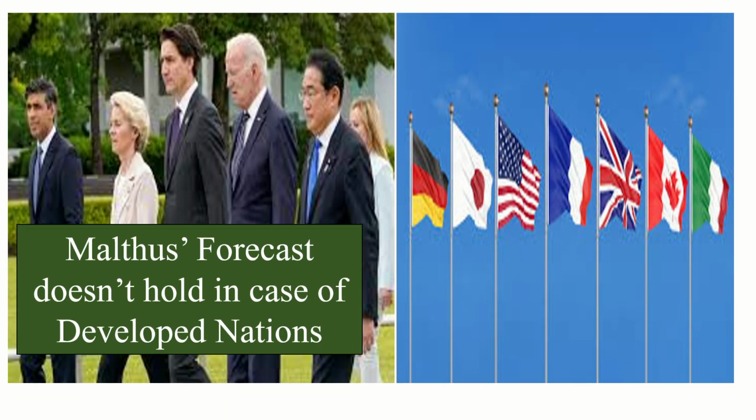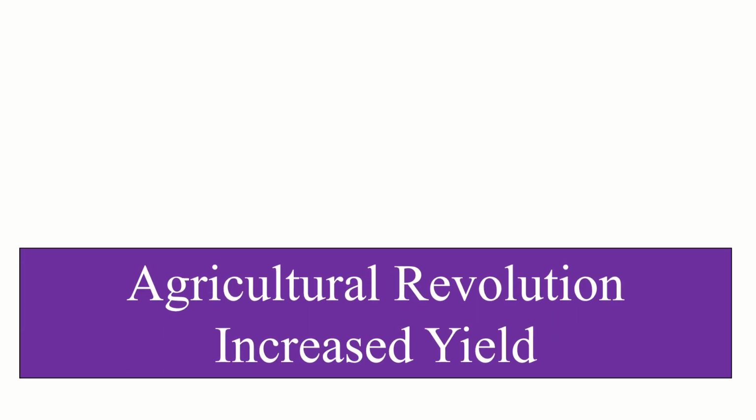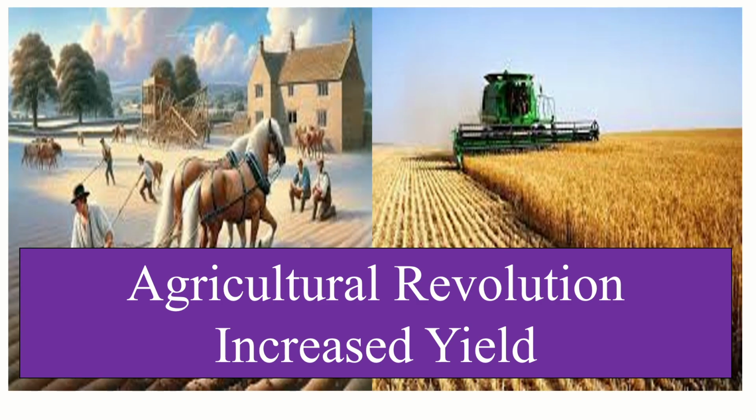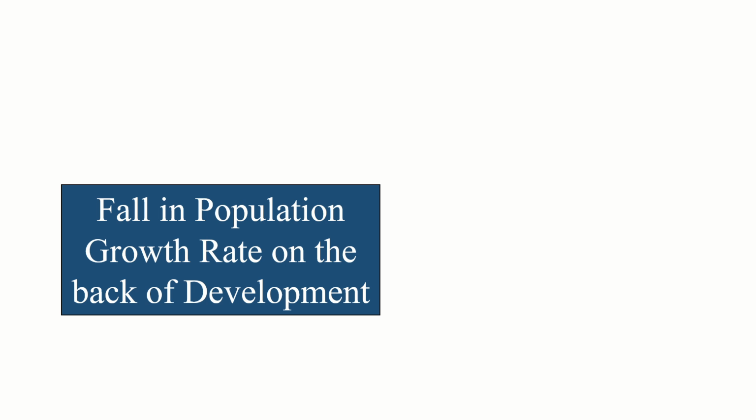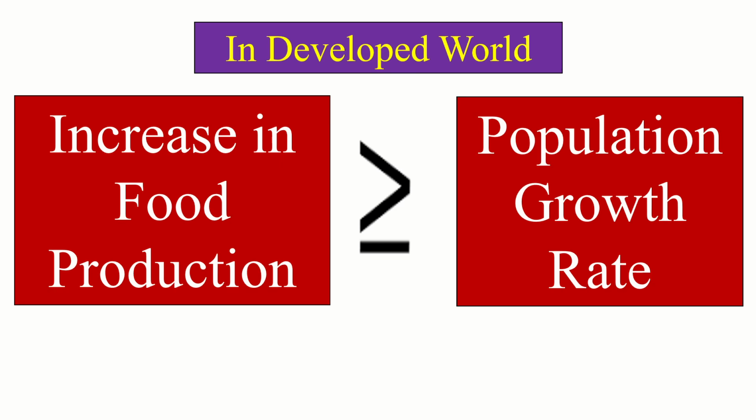Malthus' forecast, it is obvious, doesn't hold in case of developed nations for at least two reasons. Number one, agricultural revolution or agricultural innovations and development have resulted in increased yield or productivity. And number two, there has been fall in population growth rate in developed countries on the back of development. That is the reason in developed world by and large, increase in food production has exceeded or at least remains equal to population growth rate.